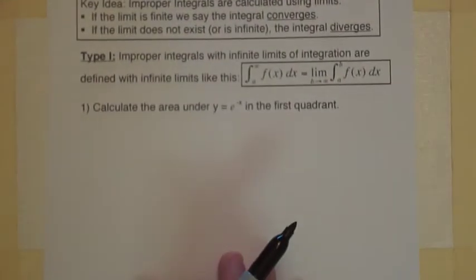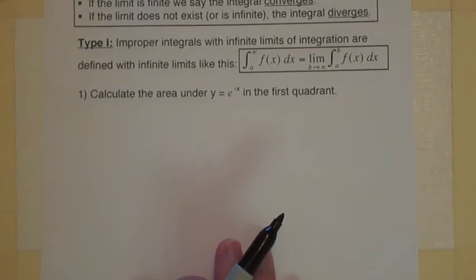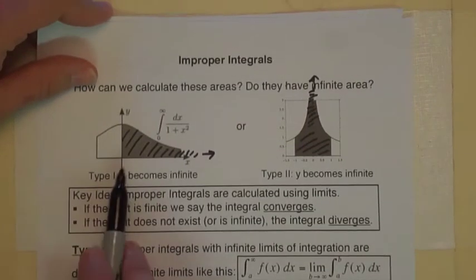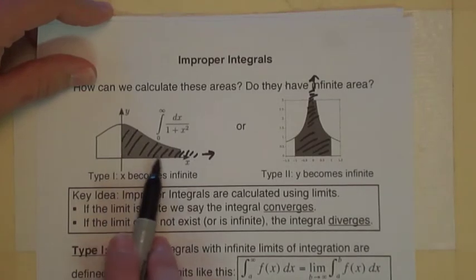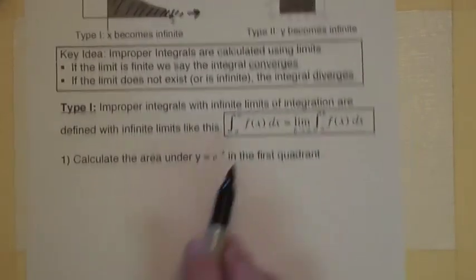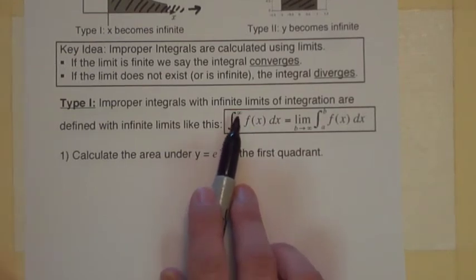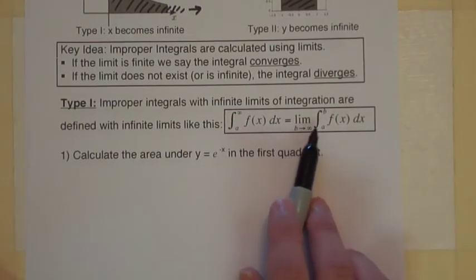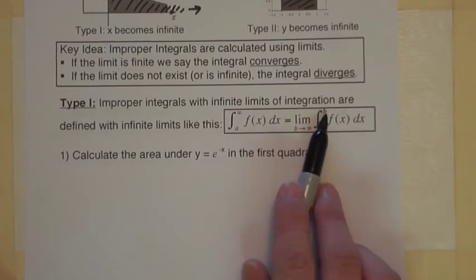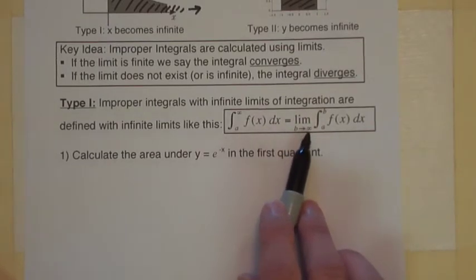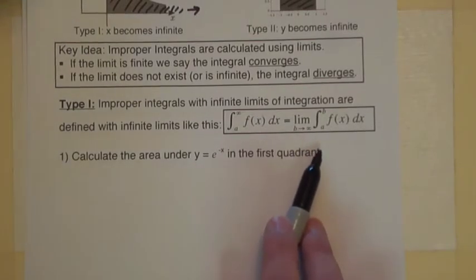Type 1 is an improper integral with an infinite limit of integration. So look at the picture. This one goes from x equals 0 to x equals infinity. So how do you compute an integral from a to infinity? What you do is you take the integral from a to b, some finite number b, and then you push b to infinity in the limit. So let's do an example here.